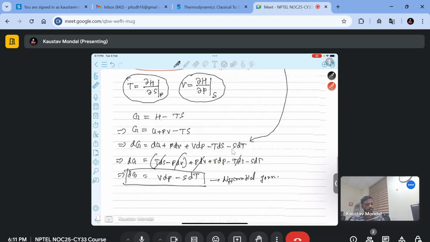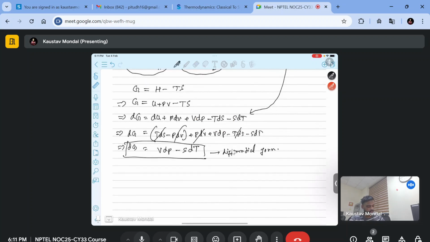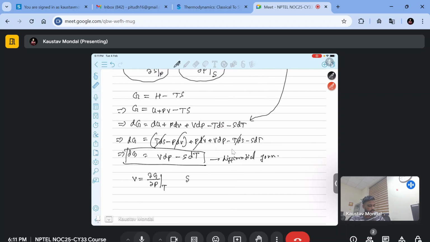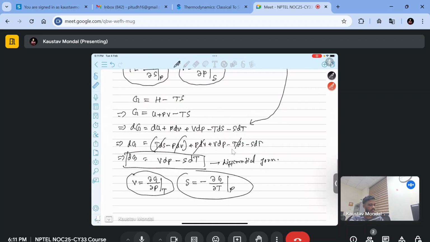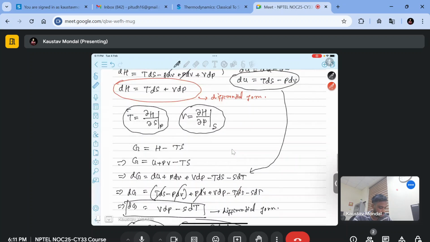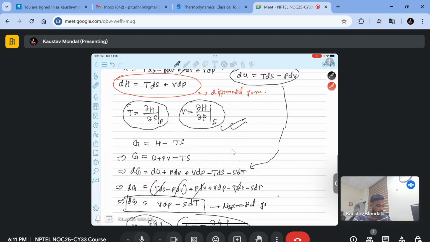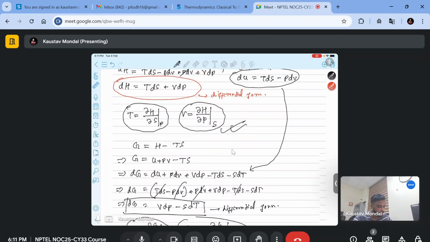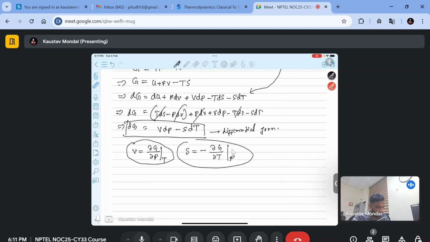Here that was the enthalpy. Now for Gibbs free energy we can write the volume as V equal to del G del P at constant temperature, and entropy as minus del G del T at constant pressure. From these two results and those two results, the common quantity we calculated from both differential forms is the volume. Here it is expressed as the partial derivative of enthalpy with respect to pressure at constant S, and from Gibbs free energy the volume is the partial derivative of Gibbs free energy with respect to pressure at constant T.